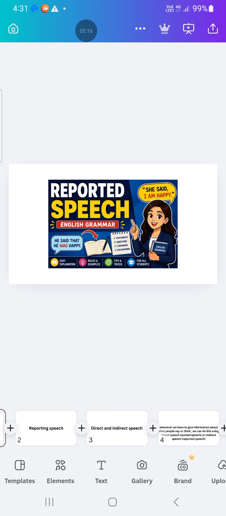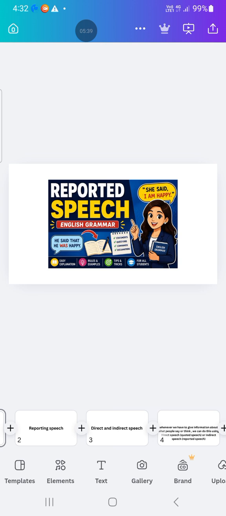May. He said, "May I open a new browser?" Might. In indirect speech, how do we use it? He asked if he might open a new browser. Direct speech, "I might go to the theater," he said. Indirect speech, he said he might go to the theater.